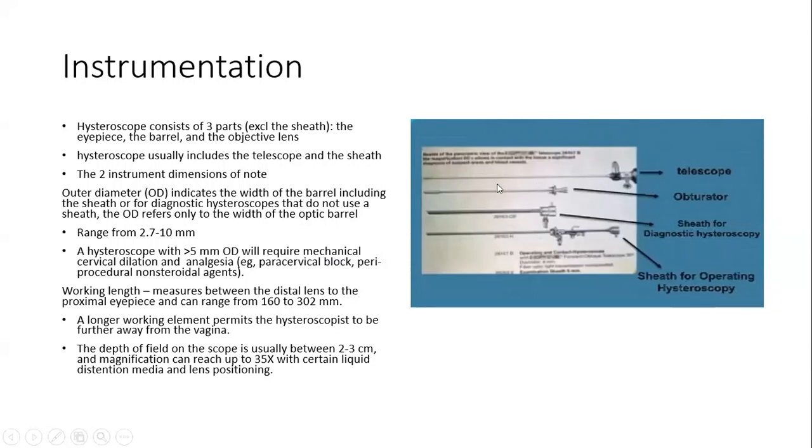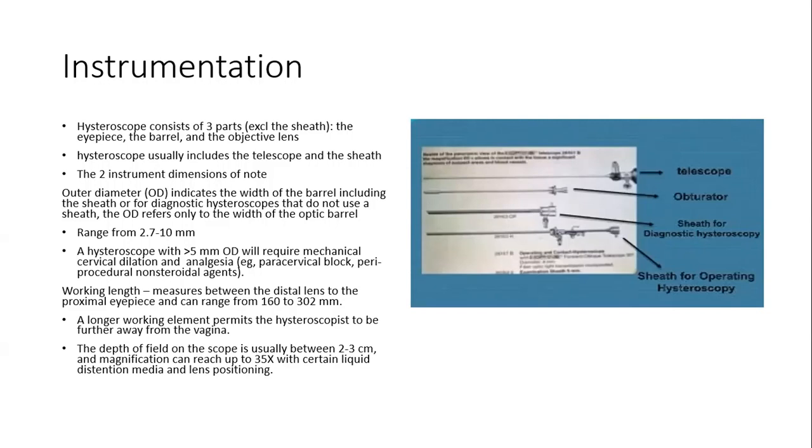So the two dimensions that we need to be mindful of if you are ever going to order a scope unit for yourself: you want to consider the outer diameter as well as the working length. So the outer diameter includes the width of the barrel, including the sheath, if the scope unit comes with an external sheath. And for diagnostic scopes, sometimes the sheath is not there, making them much thinner.